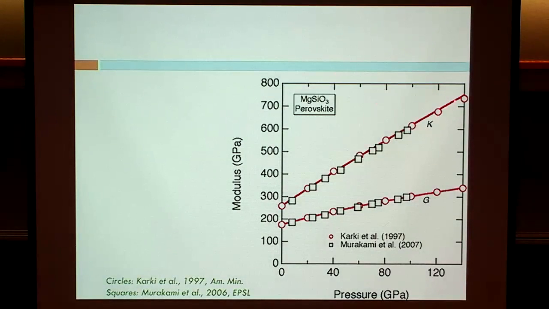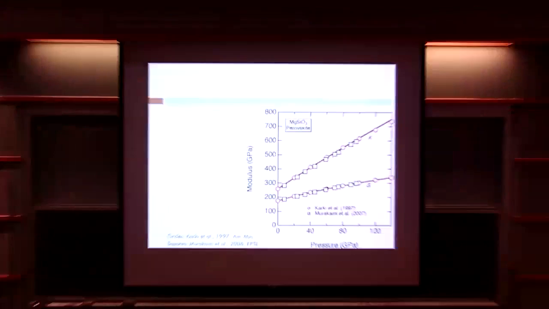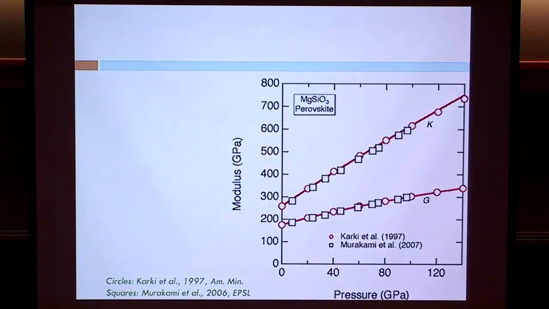Okay, here are the same dots that I was just showing you, the red dots there. We published these in 1997. And the red is the same Eulerian finite strain match to those that I just showed you from our 2005 paper. The squares are subsequent measurements by Murakami et al. So we're pretty happy with that.